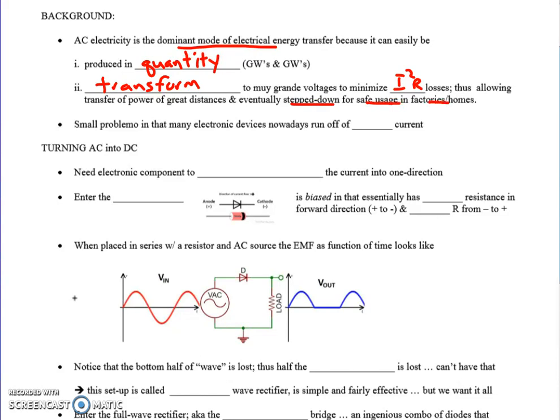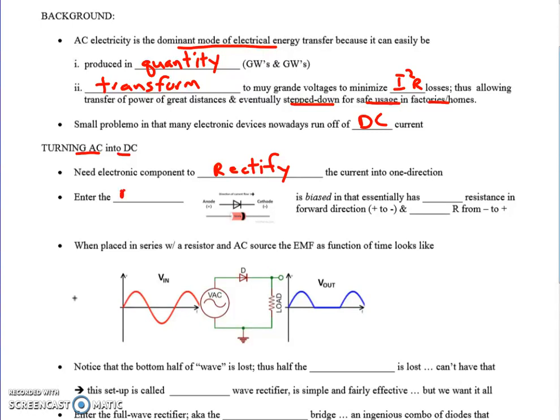Okay, we have a little problem though with that, and many electron devices nowadays run off of DC current. So we want to be able to turn, at least in our home, AC into DC. All right, so we want an electronic component to rectify the current into one direction, hence the term rectifier. You go from AC to DC, two directions or multiple directions to one direction.